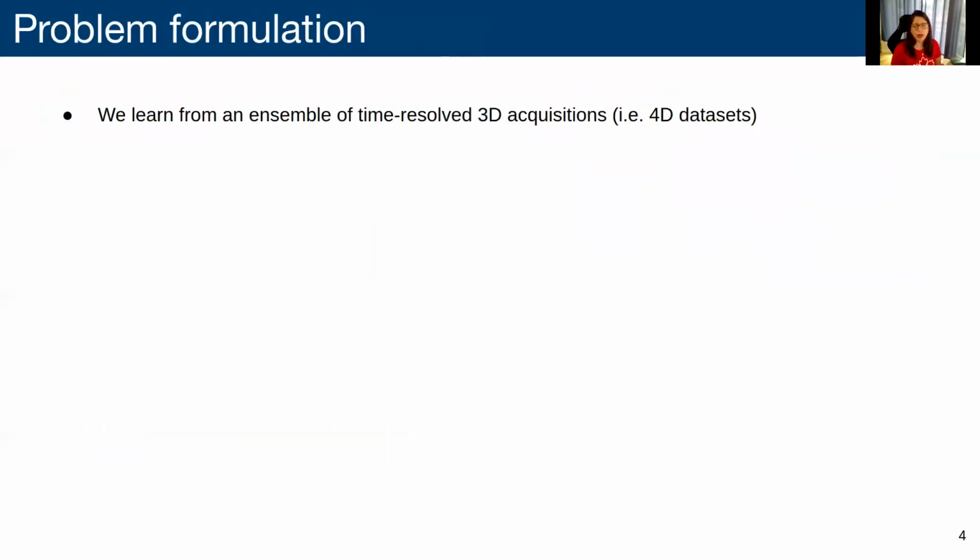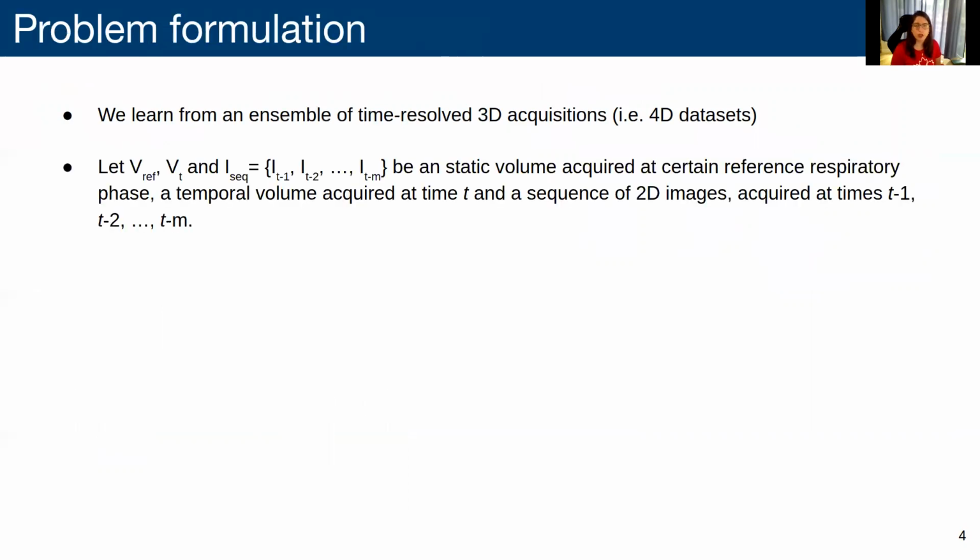In this work, we learn from an ensemble of time-resolved 3D acquisitions covering a wide variability of respiratory patterns. We assume a static volume acquired at a certain respiratory phase, typically at exhale, called Vref, a temporal volume acquired at time t, called Vt, and a sequence of images which contain images acquired at times t-1, t-2, up to t-m.